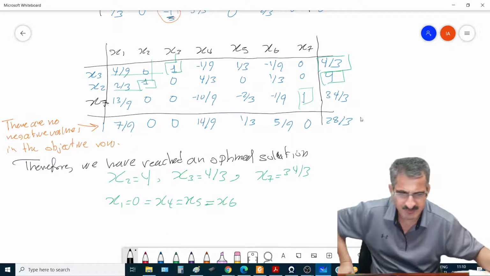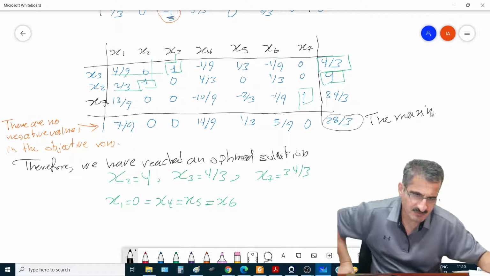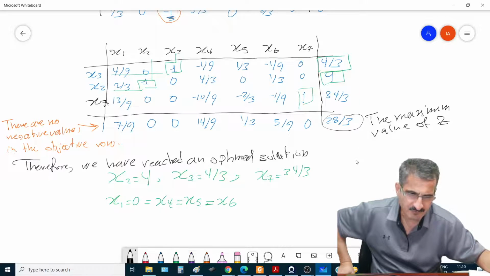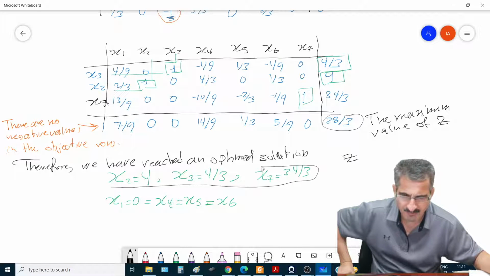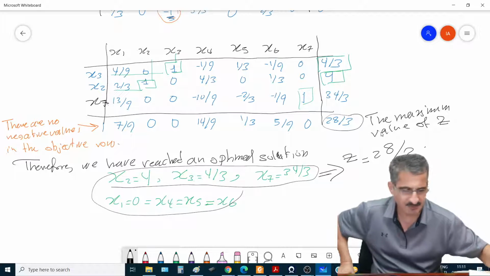Now the value of z, this is here the maximum value of z, which means this solution gives that z equals 28 over 3. This is the maximum solution.